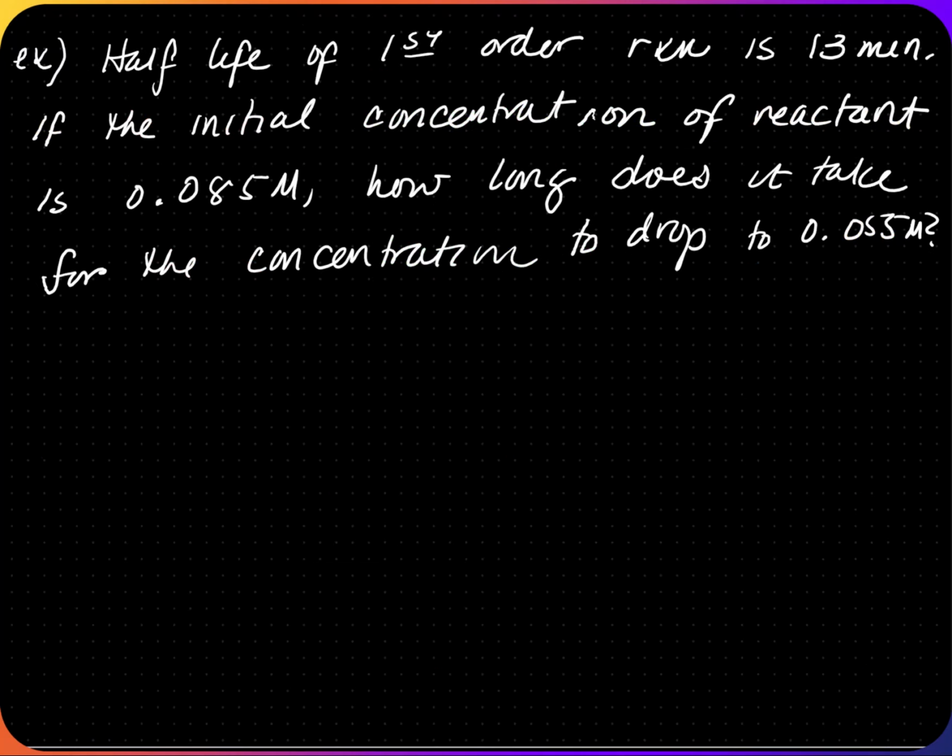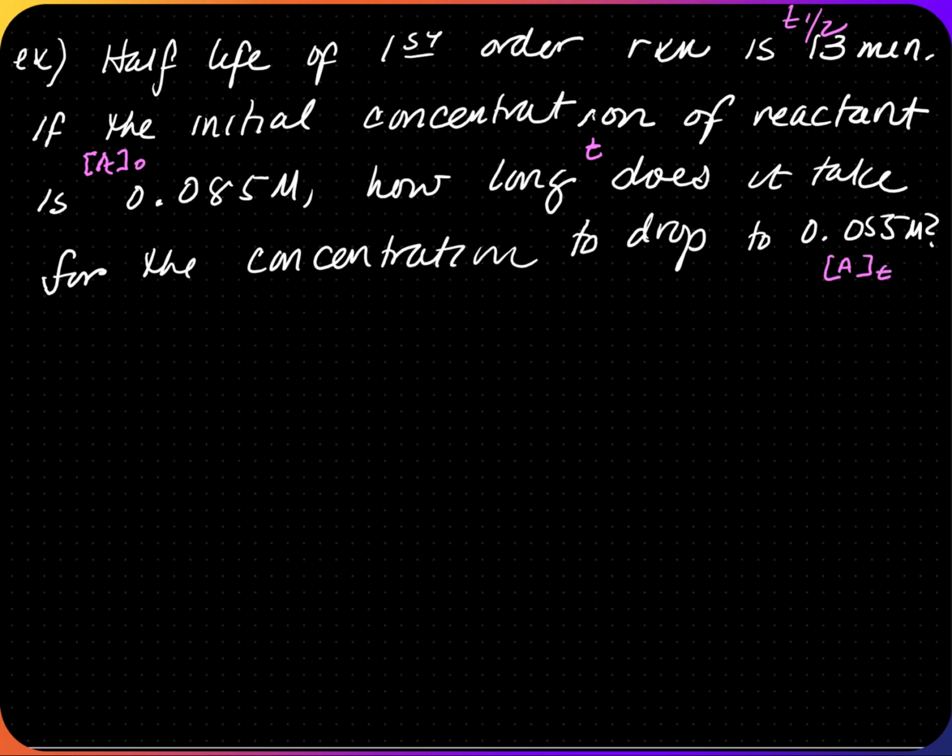So let's look at this first example. The half-life of the first order is 13 minutes. So that means this is my T1/2. The initial concentration of the reactant is 0.085, so this is A naught. How long does it take for the concentration to drop to 0.055? So that is my concentration at time t.